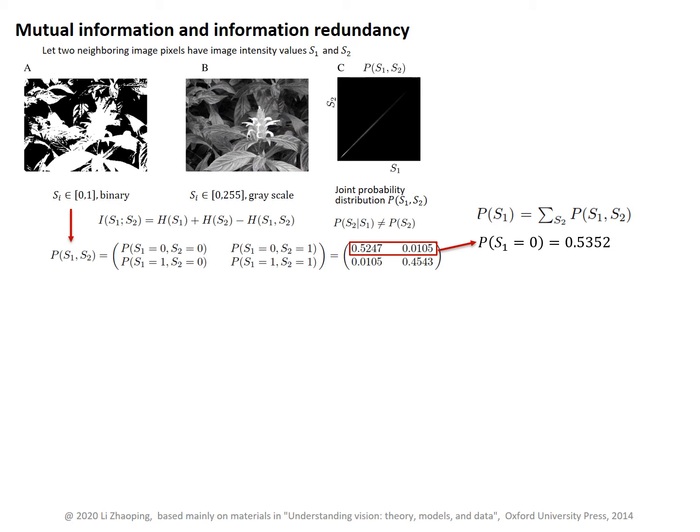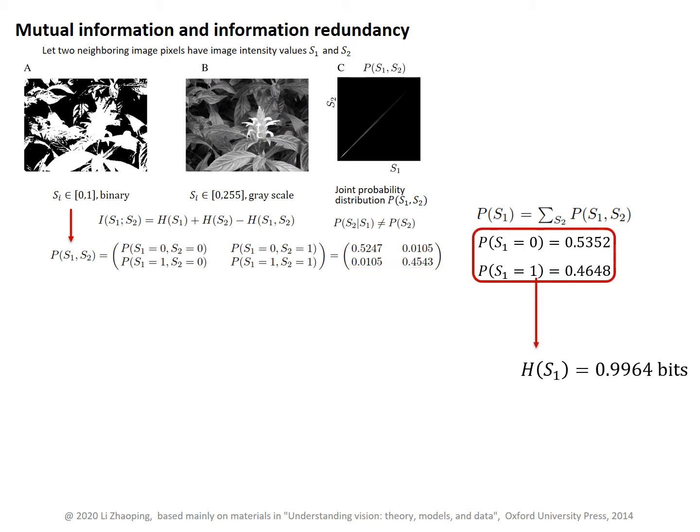So for S1 equal to 0, the probability is 0.5352, almost 50%. And it's a summation of the top row elements in this matrix. Analogously, the probability for S1 equal to 1 is 0.4648. So this pixel is almost equally likely to be black or white. And so from this, we can calculate the entropy of S1. As expected, it's almost 1 bit.